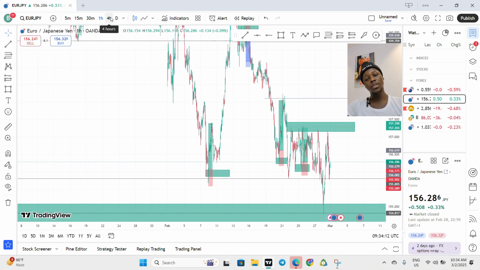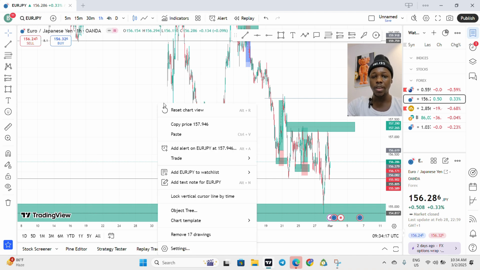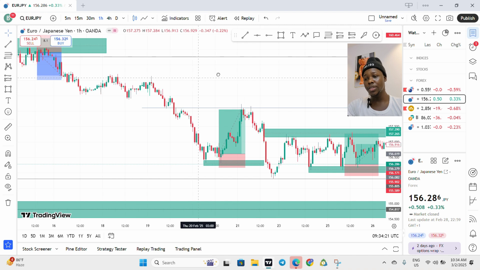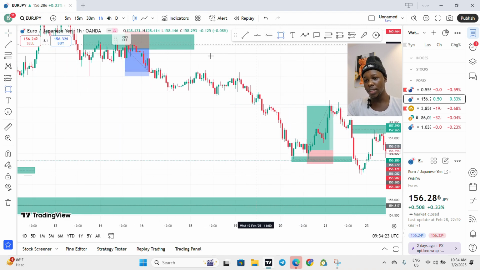Then 4 hours, you have to take your time sometimes, maybe a day or 2 days. But for you to get a quick entry on what you're looking for in the current market, you have to actually make use of your 1 hour. 1 hour is just like a clear view of whatever you want to see in the market.